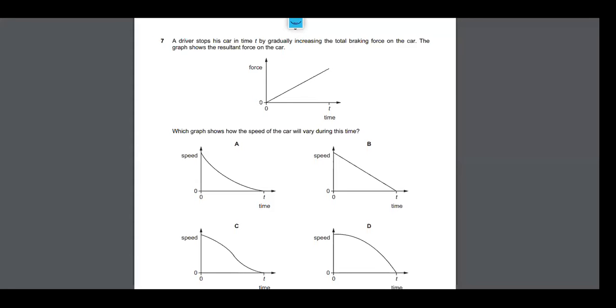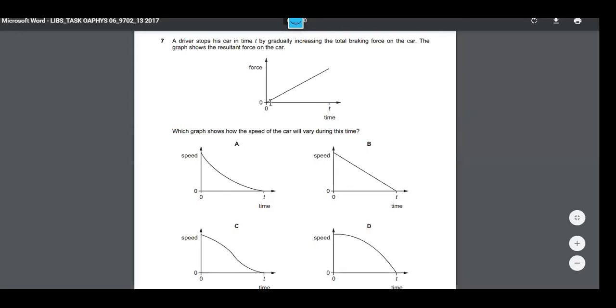It says a driver stops his car in time t by gradually increasing the total braking force on the car. The graph shows the resultant force on the car. So it's like he pushes down harder and harder on the brake pedal, right? So he's increasing the force of the brakes as a function of time.